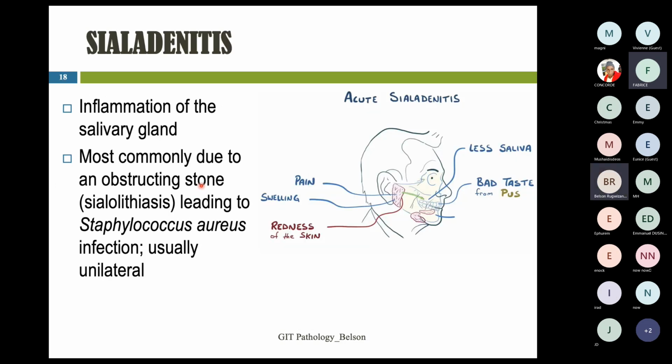So sialadenitis, so itis, I think you remember itis, yes, it means inflammation. Sial, it refers to salivary, and then aden it refers to glands. So salivary gland inflammation.